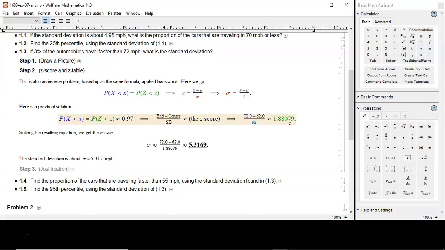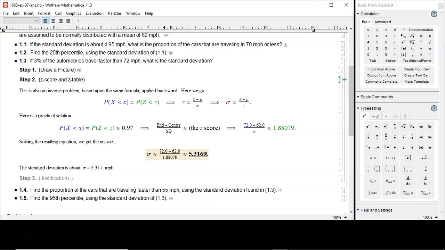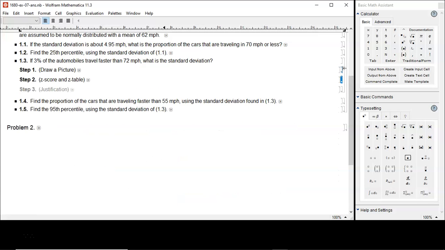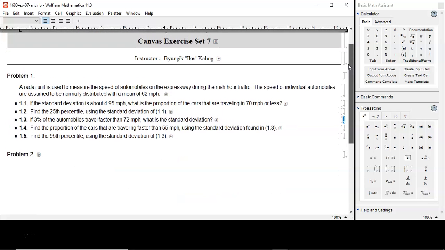From here, you can find a sigma. It's an easy equation to solve. If you do that, you're going to get sigma equals to, well, this. 5.3169, or approximately speaking 5.317, or even 5.32 miles per hour. Or even 5.3 miles per hour. I didn't specify the decimal digit. Okay, so much for problem 3.